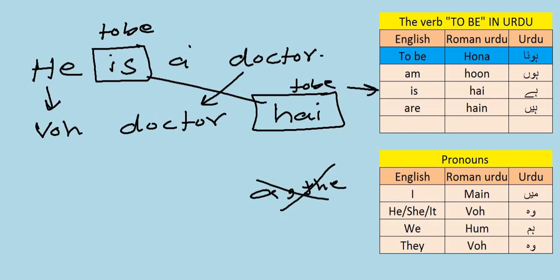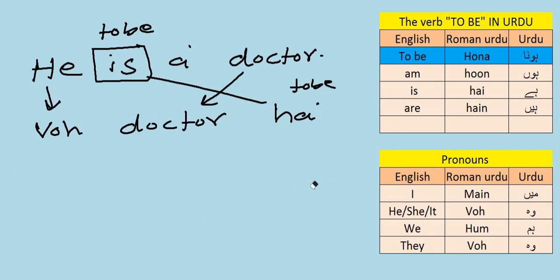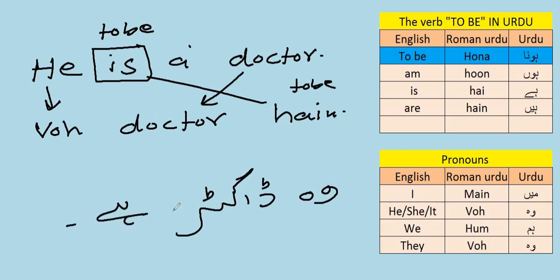Now in Urdu script we can write this sentence wo doctor hai like this. Say wo, doctor will be used the same, doctor, hai. वो डॉक्टर है. He is a doctor. So hai means is and wo means he. So he is, wo hai.